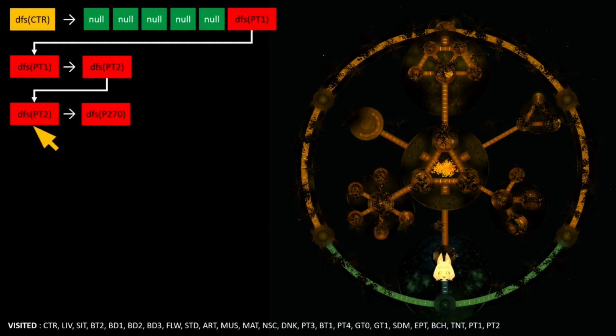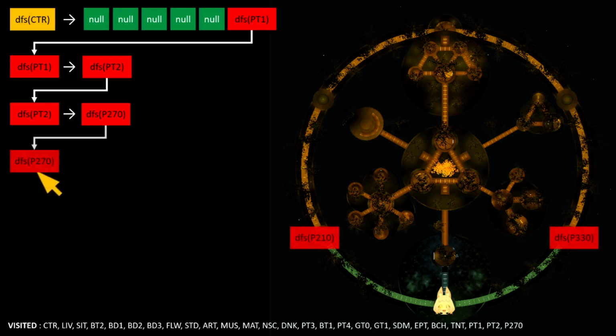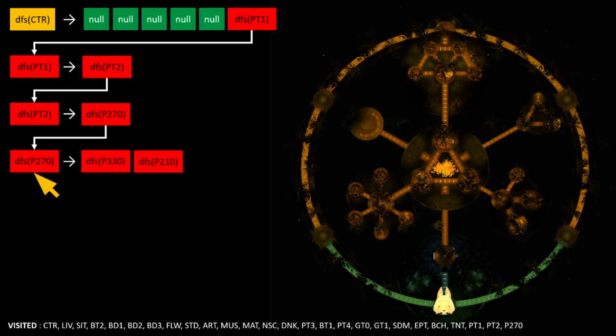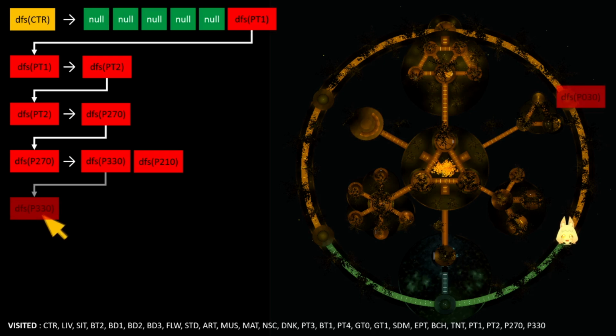Let's go take a look at platform 270. Platform 270 doesn't have any cheese as well, but it has 2 unvisited neighbors. And we can also mark platform 270 as visited as well. Alright, let's go take a look at platform 330. Platform 330 has no sign of cheese as well, but we can go take a look at the unvisited neighbors because it has 1. And we can also mark platform 330 as visited.